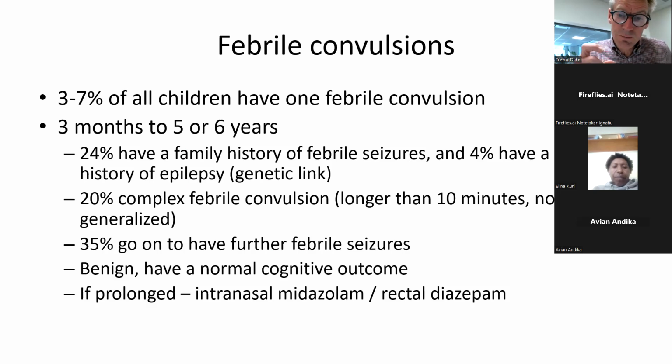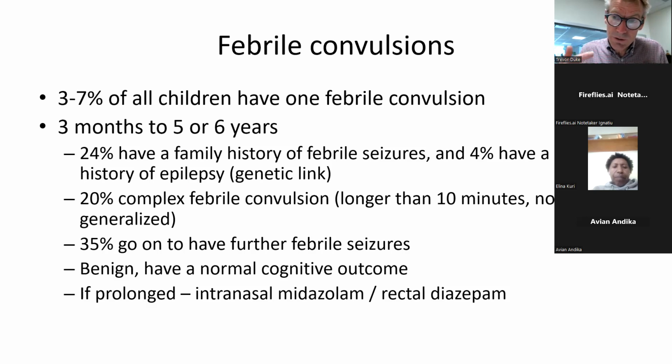Most children have simple febrile convulsions. I'll explain what that means, but about 20% have more complex febrile convulsions, so longer than 10 or 15 minutes, and they're focal, not generalized. About a third of children, 35%, go on to have further febrile convulsions. So if you've had one, then about a third of children will have another one. So that means you can tell parents that most likely it's going to be a one-off episode, but maybe 35% will go on to have another febrile seizure.